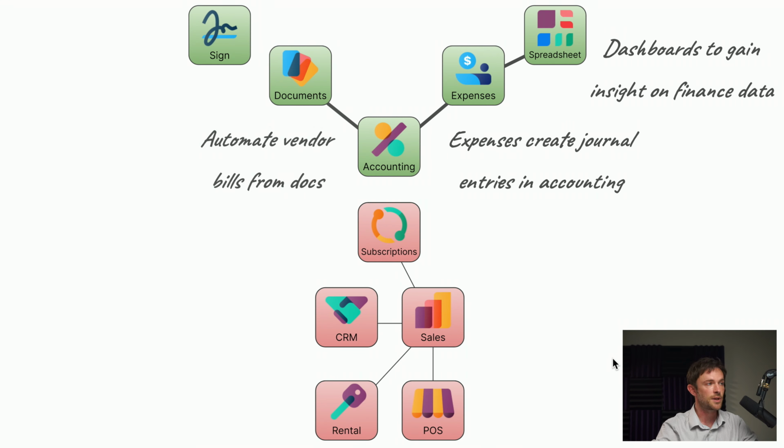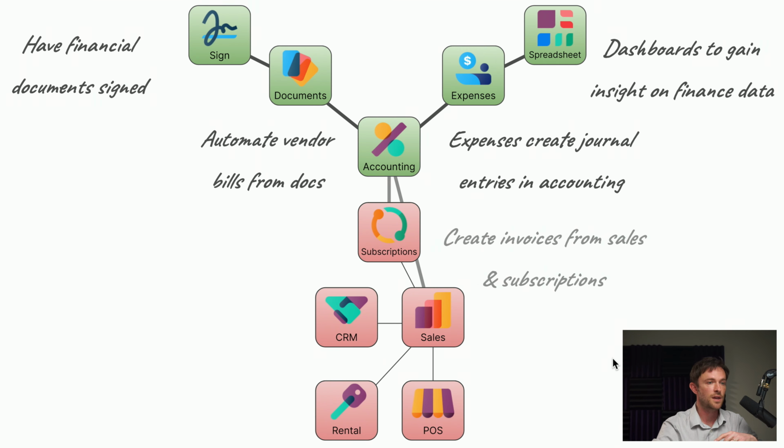The Documents app lets you automatically generate vendor bills from documents that you receive, like in the example we shared earlier. And any of these documents can get digital signatures using the Sign app for contracts. So that's within the finance apps. Outside of the finance apps, you'll also see there's connections where you can create invoices from sales. It's a very normal workflow.